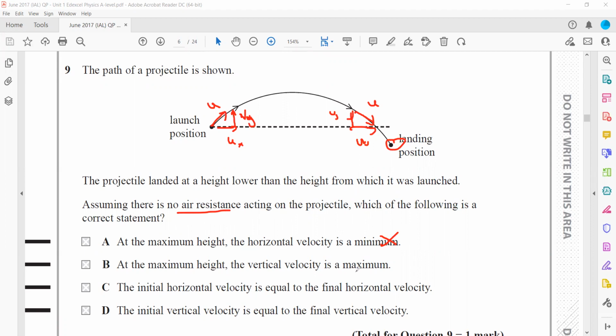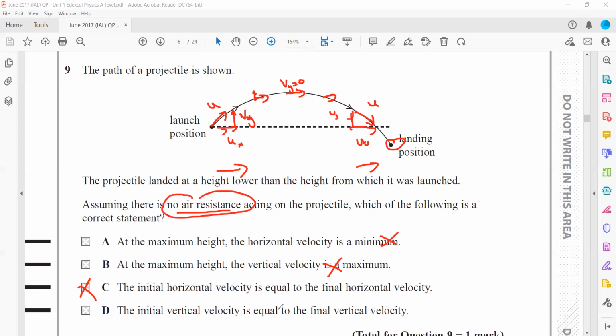At maximum height, the vertical velocity is maximum. That is wrong. The vertical velocity is minimum. At maximum height, the vertical velocity is zero because the projectile is moving horizontally. It does not move vertically at the maximum height. Initial horizontal velocity is equal to final horizontal velocity. That's true, the horizontal velocity does not change. It remains the same throughout the projectile motion if the air resistance is zero. So C is the right answer.